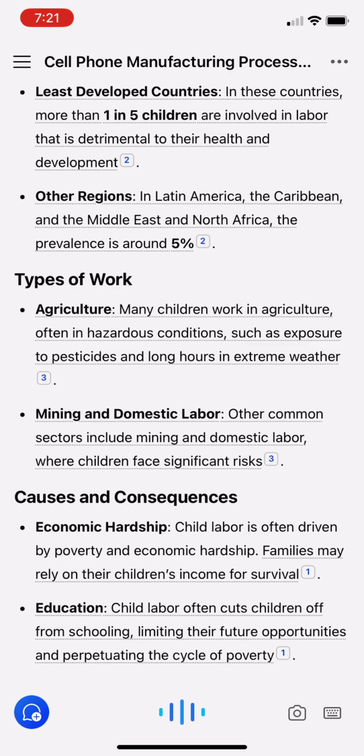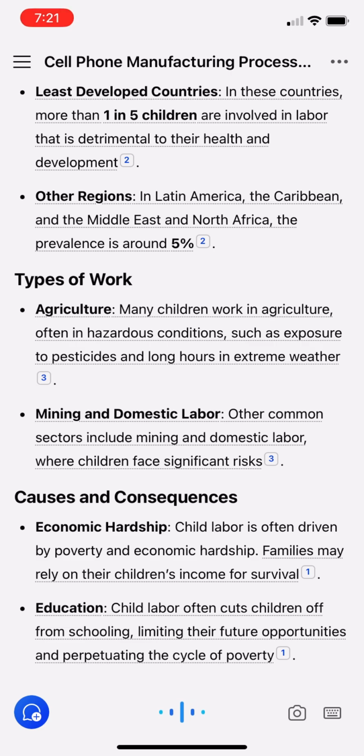Types of work. Agriculture. Many children work in agriculture, often in hazardous conditions, such as exposure to pesticides and long hours in extreme weather. Mining and domestic labor. Other common sectors include mining and domestic labor, where children face significant risks.